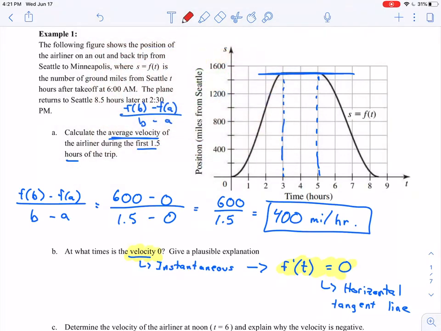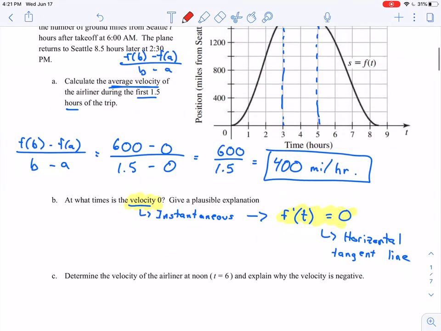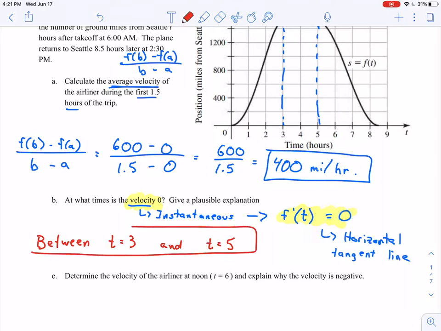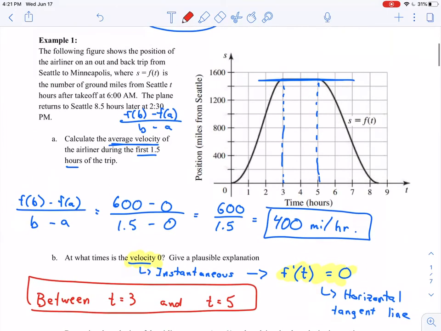So at what times is the velocity equal to 0? I don't want to worry about exact times. I'm just going to say between t equals 3 and t equals 5. So between these two t values, that's where I have a velocity of 0, because that's where the slope of the tangent line is 0, because slope of the tangent line and velocity are really talking about the same thing. Those values are the same there between 3 and 5.